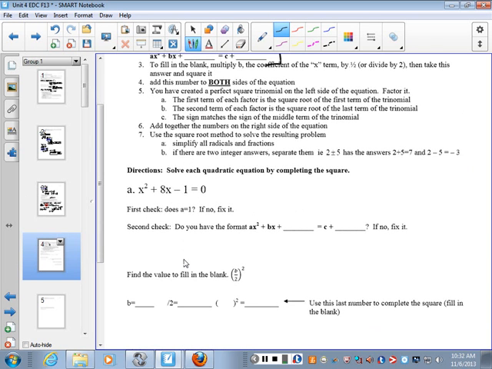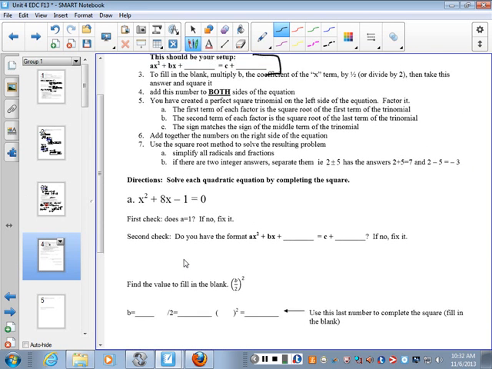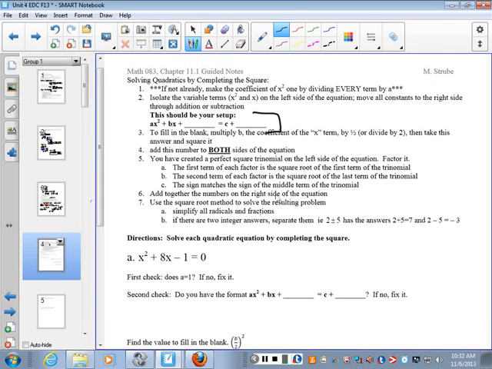Yes? I thought it was the bx plus that little line right there. Mm-hmm. I thought it was b over 2 squared. Yeah, that is going to be b over 2 squared. Yes. And on the same on the right side, it's going to be whatever your b over 2 squared is.